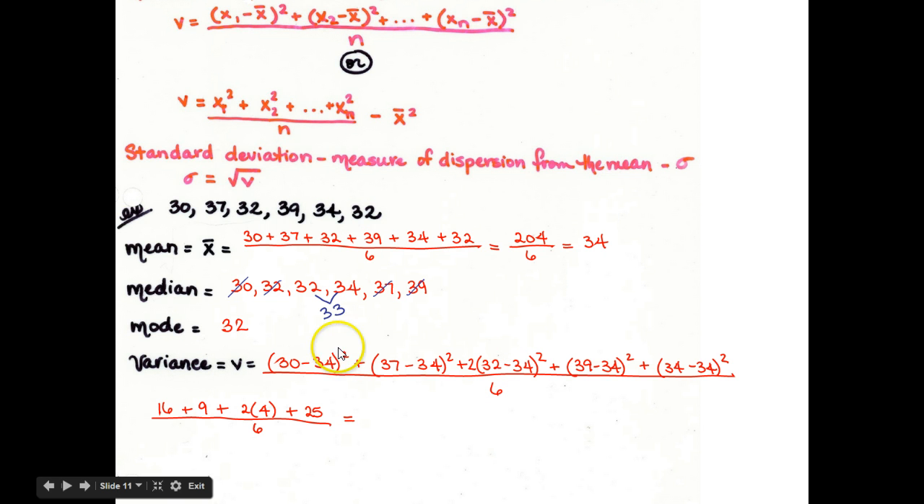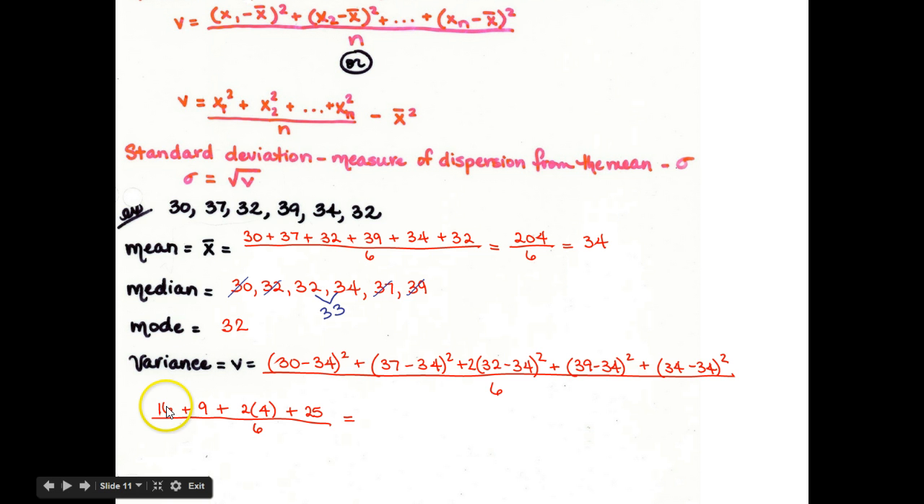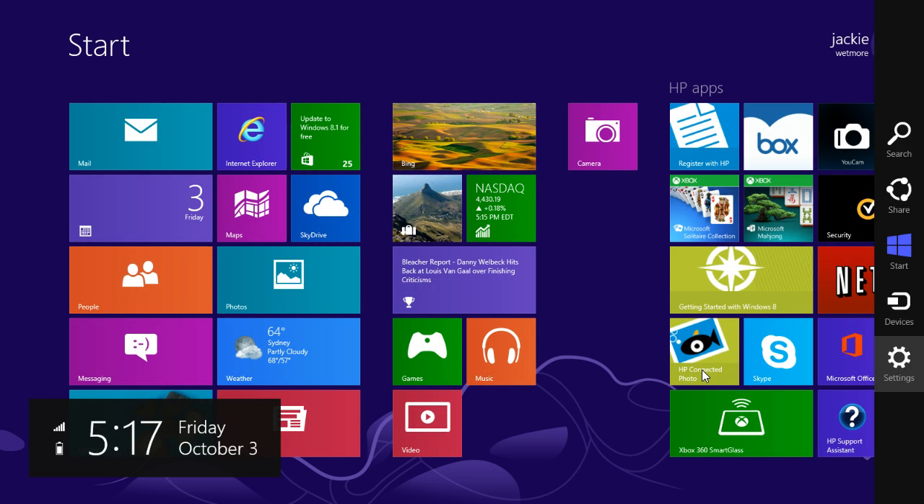So I could say 30 minus 34 is going to give me negative 4. So squared would be a positive 16. And then 37 minus 34 is 3. 3 squared is 9. Then 32 minus 34 is negative 2. Squared is 4. And then we'll multiply that by 2. And then 39 minus 34 is 5. Squared is 25. And then 34 minus 34 is 0 squared. And then we're going to divide that whole thing by 6.